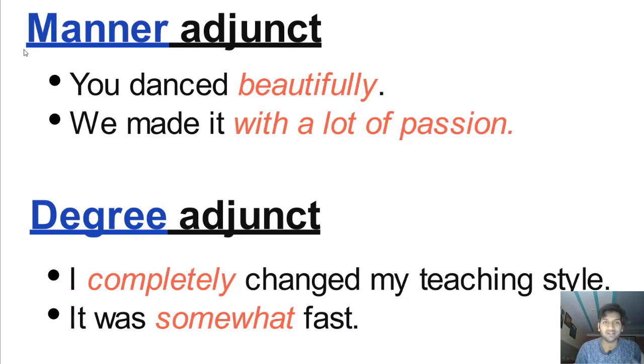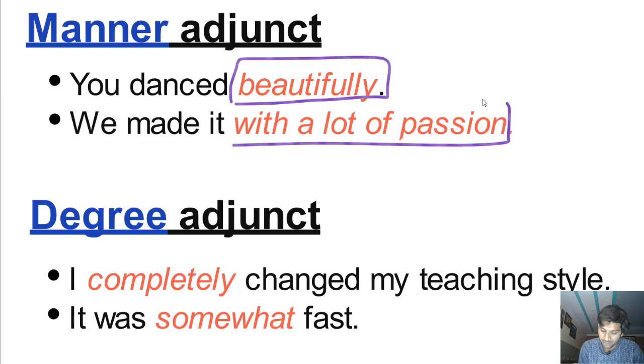Third, manner adjunct. So it talks about in what manner the main verb happens or any action happens. You danced how? Beautifully. Asking the question how will get you your manner adjunct. We made it with a lot of passion. How did we make it? With a lot of passion. Another way to say the same thing is we made it passionately. We passionately made it. We made it like it was the best thing of our life, right? Something like that. We can use a clause as well. Manner adjunct talks about in what manner an action takes place.